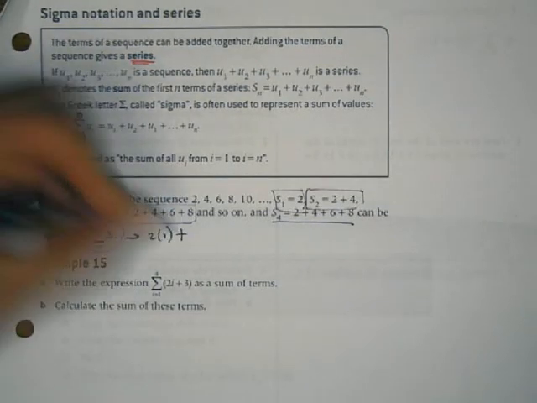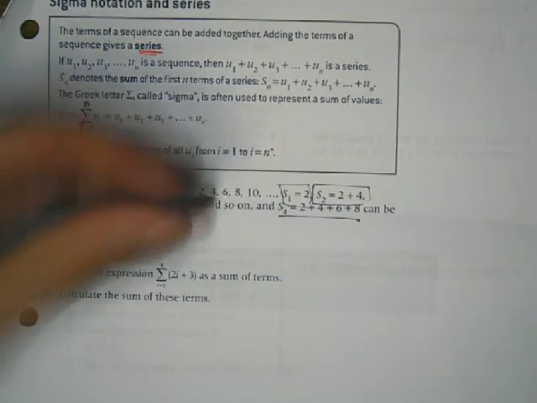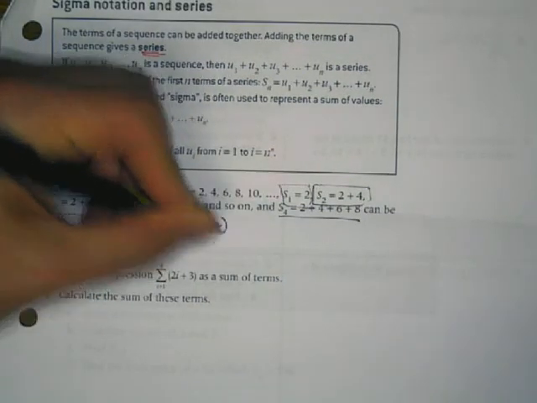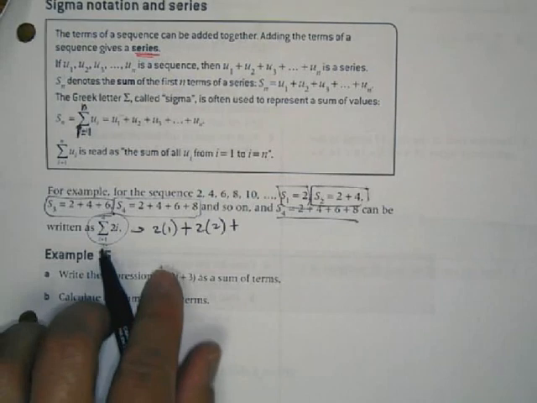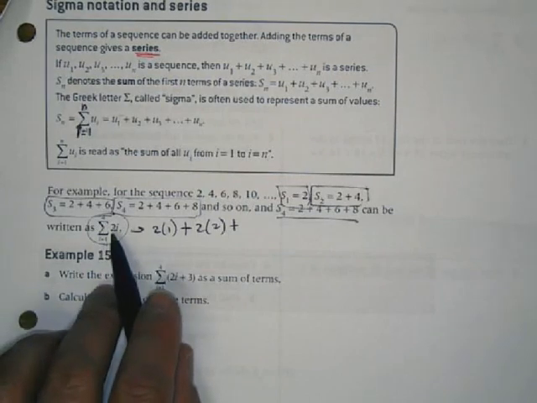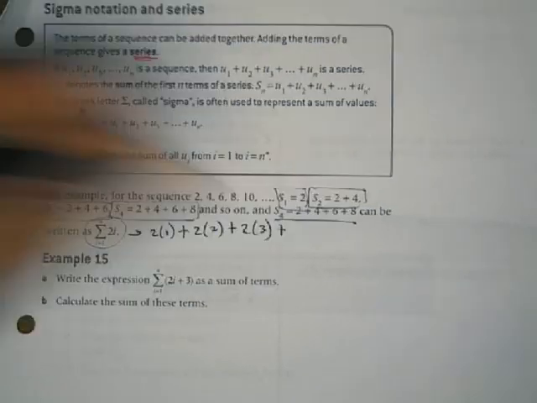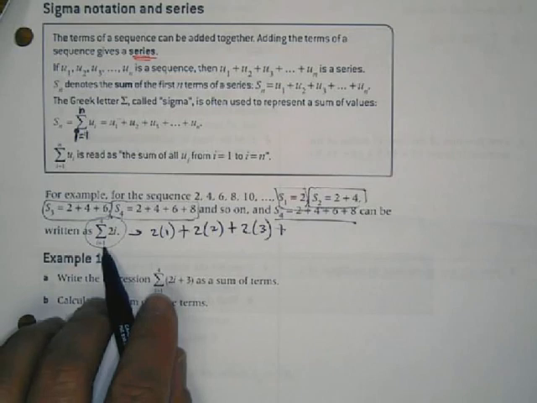Next term. So we go up as counting numbers. So the next number, I, is equal to 2. So we have 2 times 2. And then the next one we count up by 3. So I is now equal to 3. So 2 times 3. And then the last one, we make I equal to 4, and we have 2 times 4.